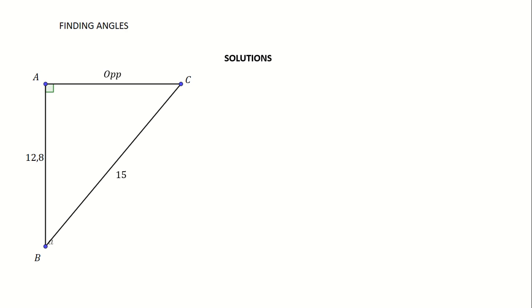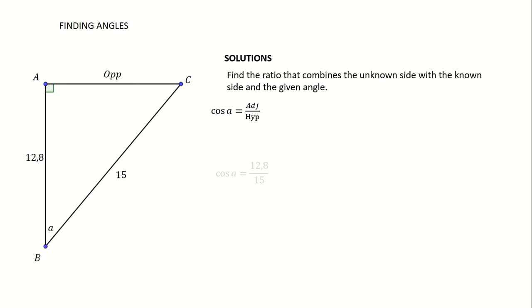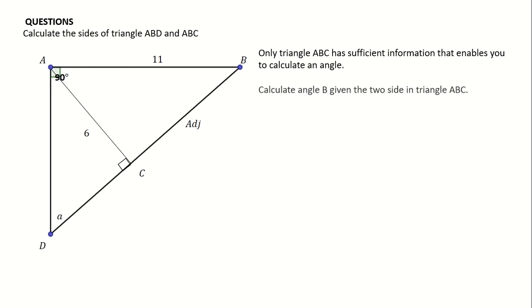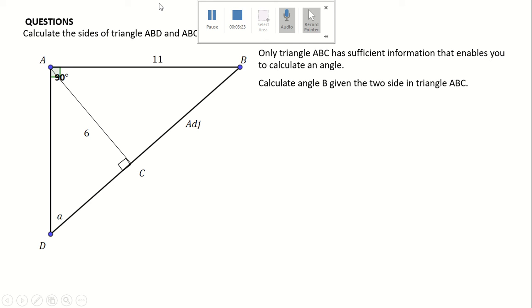Here we have adjacent to alpha is 12,8, and hypotenuse will be 15. A ratio that combines adjacent and hypotenuse is cos, so cos of alpha will be 12,8 all over 15. The inverse cos of 12,8 over 15 will be 31,4. Here you needed to pay attention as to which triangle has more information that will enable you to use one of the ratios, okay?